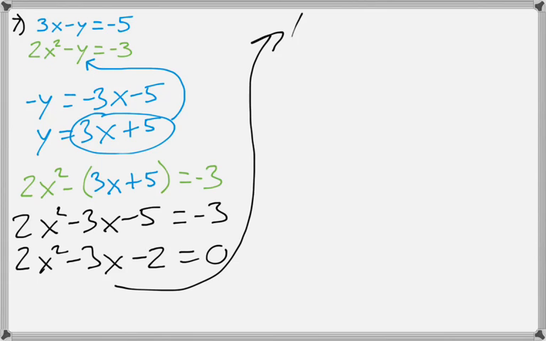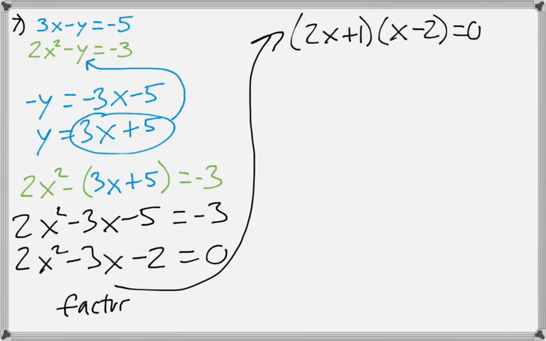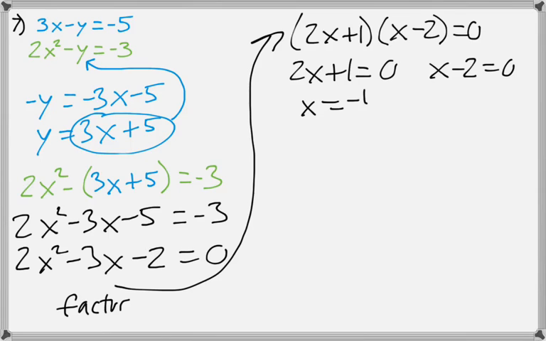So this factors to be 2x plus 1 and x minus 2. So I'm factoring. So then if you set these both equal to 0, x is going to be -1/2 and x is going to be 2.